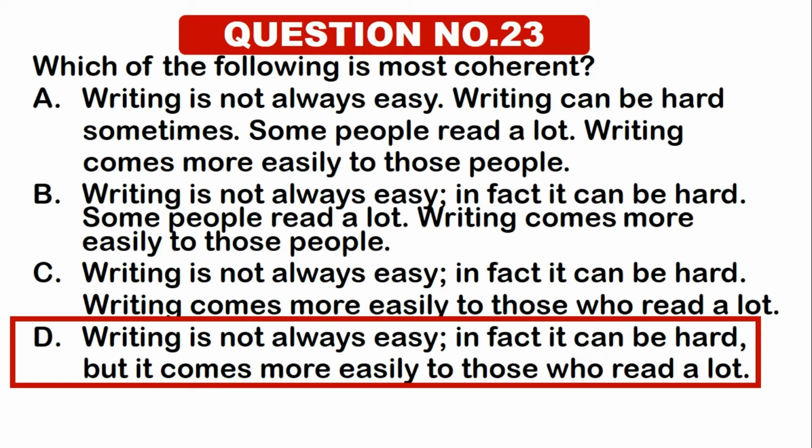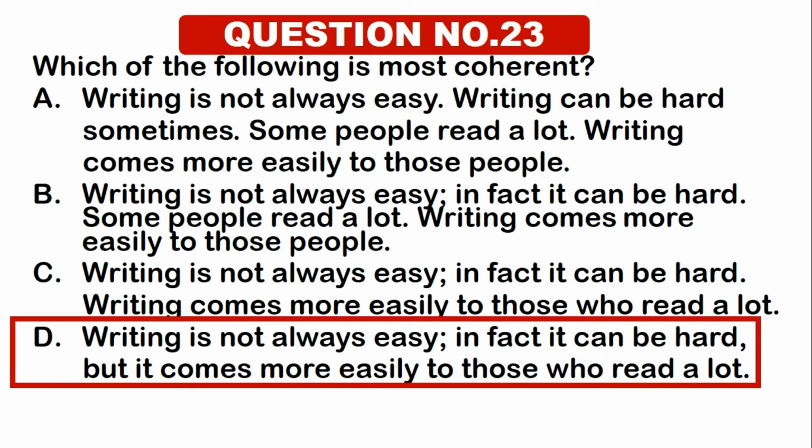Coherence in writing is the logical bridge between words, sentences, and paragraphs. In other words, it uses transitional devices, transitions. Letter A are all sentences, no transitions, no transitional devices. Actually, B and C, these can be improved. No?